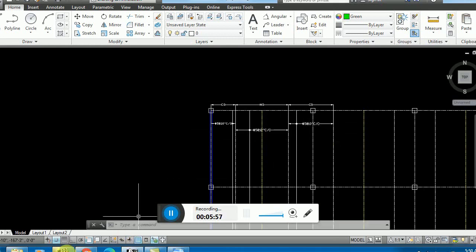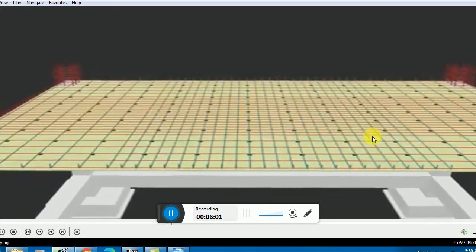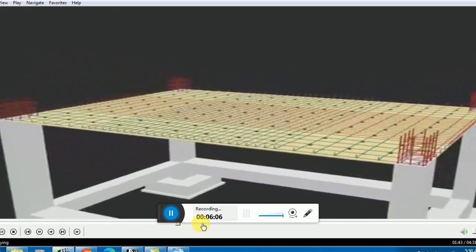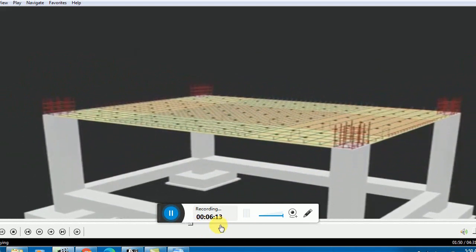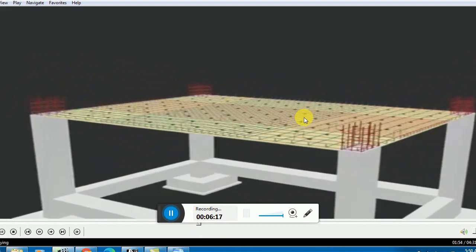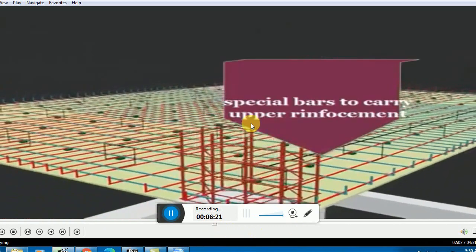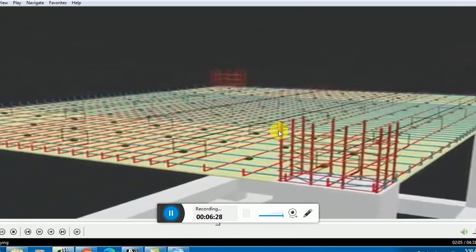This is important to understand. And similarly, now you see the detailing, and now they are basically placing the chairs for the top layer. Now you will see the top layer. So they're placing the chairs, and after placing the chairs, these are the special bars which are placed over the chairs for holding the top layer.